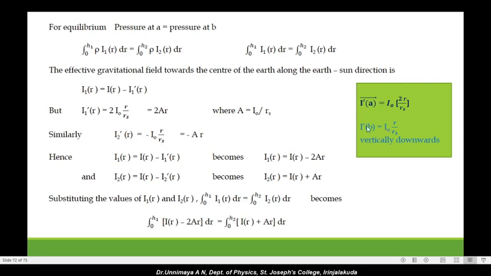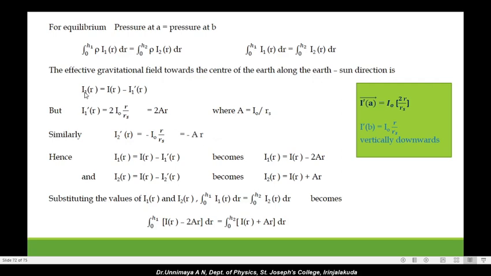What we need to consider is I prime b. What is I prime b? It is I0 r by rs, which is acting vertically downwards. When we consider direction, for the downward direction we give a minus sign. That is how we introduce a minus sign for I2 prime r: minus I0 r by rs. Again, I0 by rs is A. So I2 prime r is equal to minus AR.